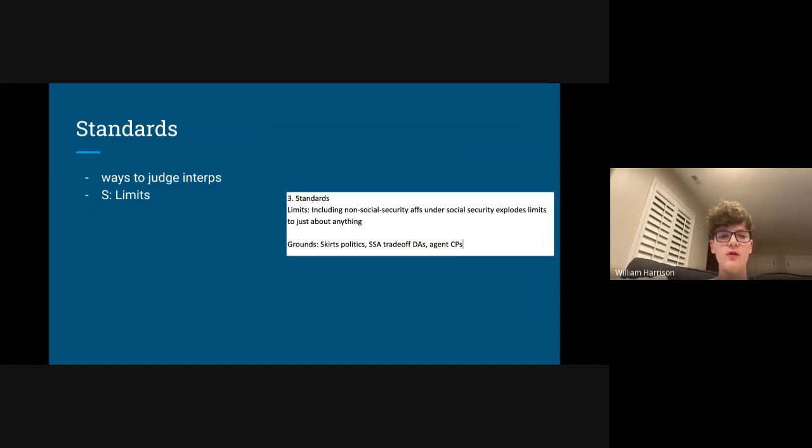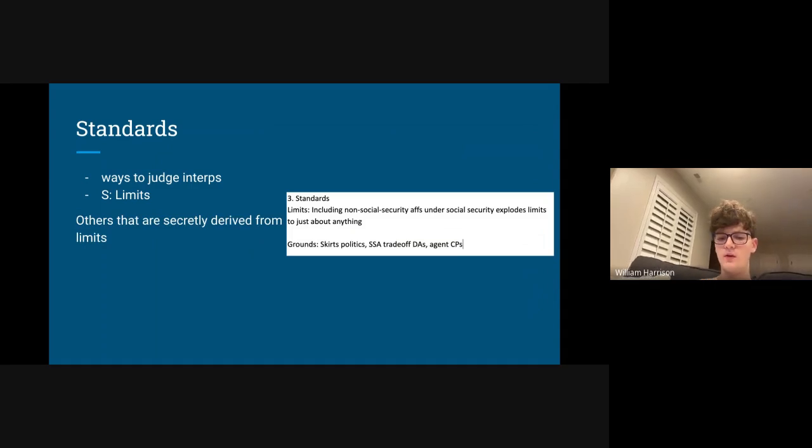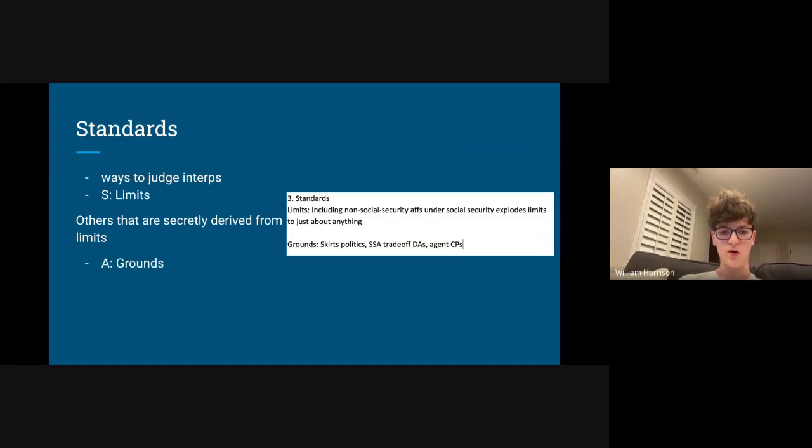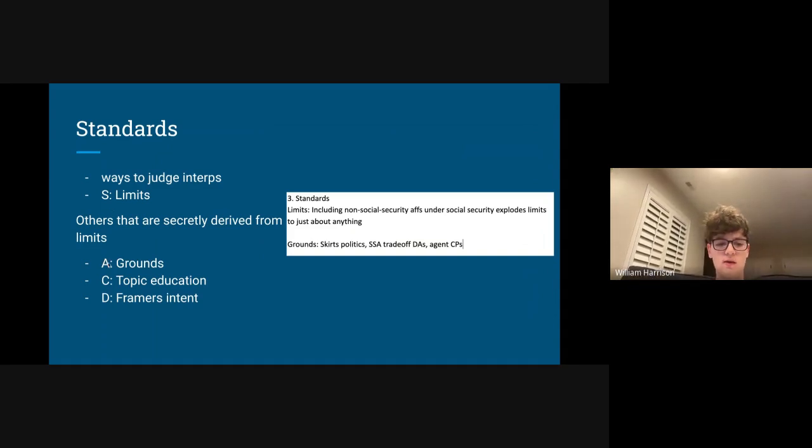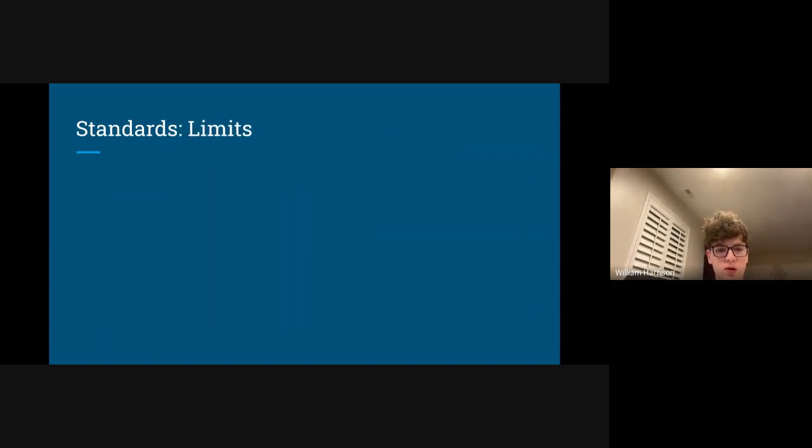There's one good standard, and all the others kind of revolve around it. Limits is kind of at the core of all of topicality, and we'll talk about why in a little bit. There are a bunch of others that are secretly derived from limits. These are grounds, topic education, framers intent, a bunch of others. This is me using tier list rankings here. Limits is the best standard. Grounds is okay. Topic education is mediocre, and framers intent is oftentimes complete BS.